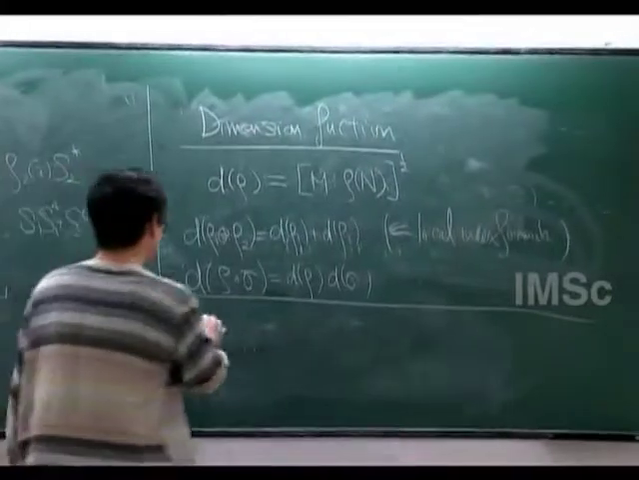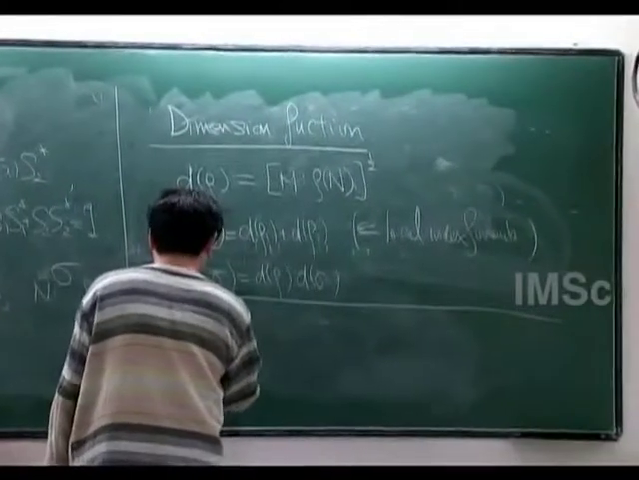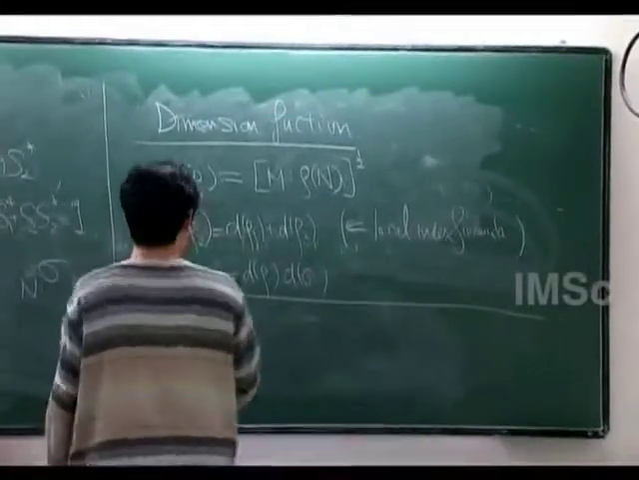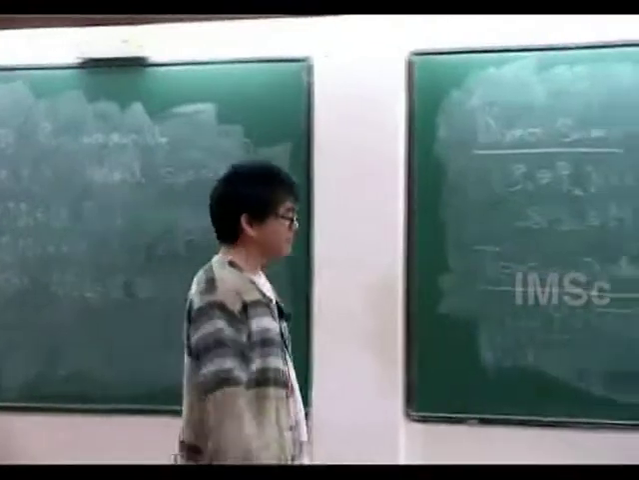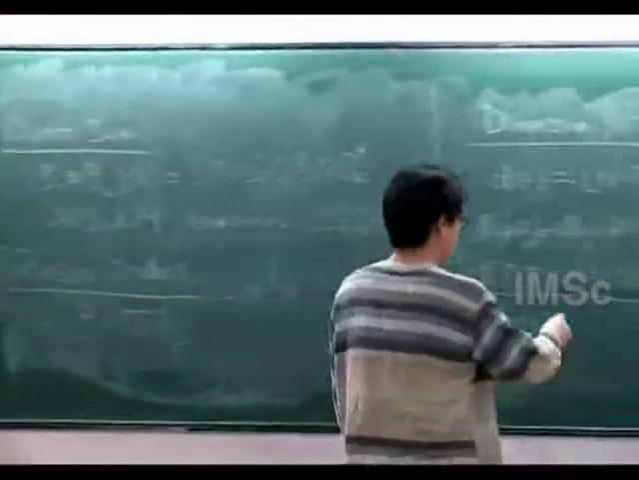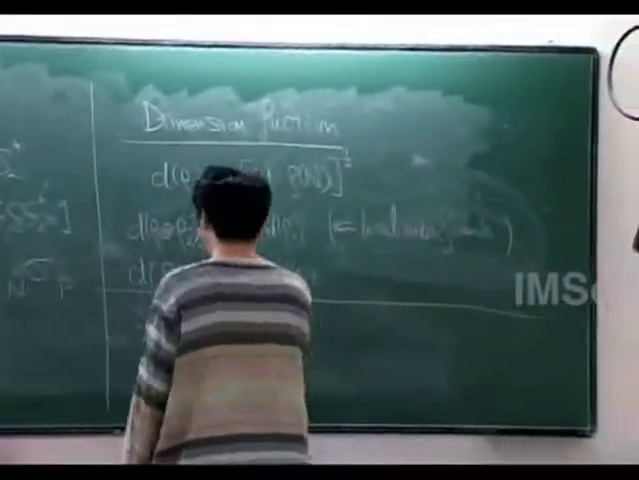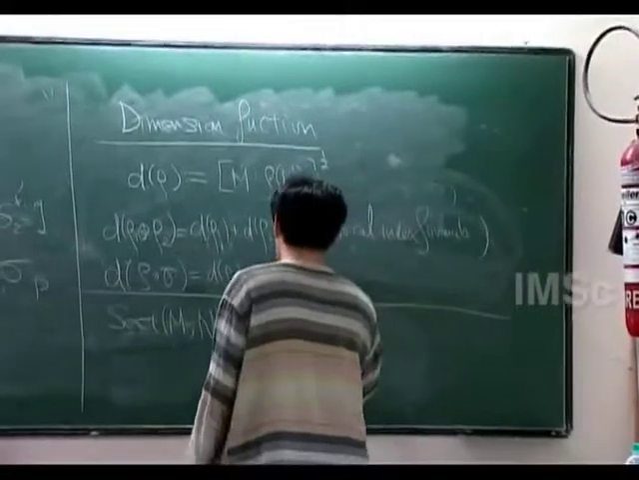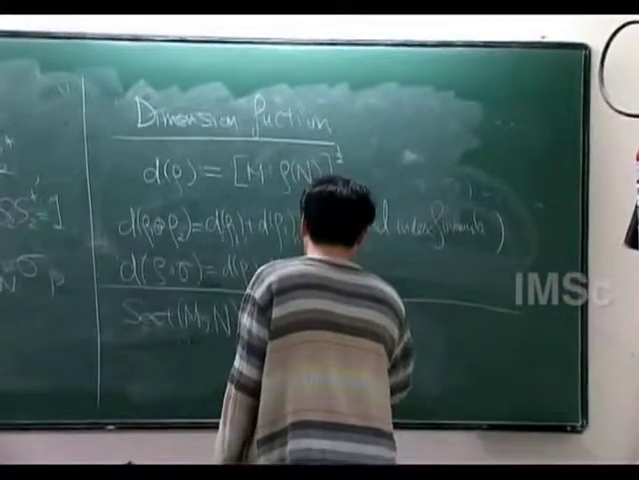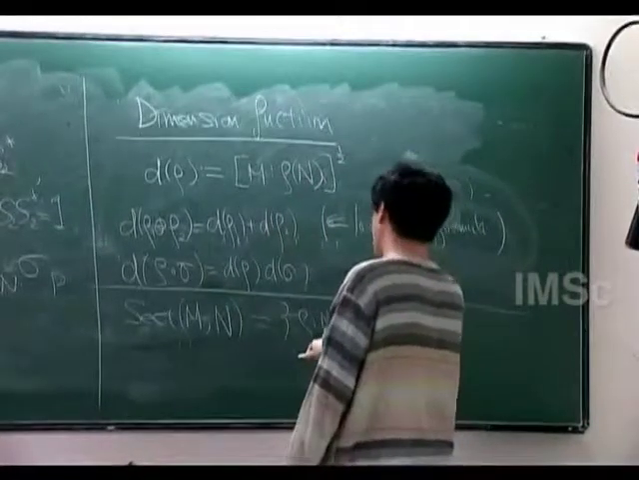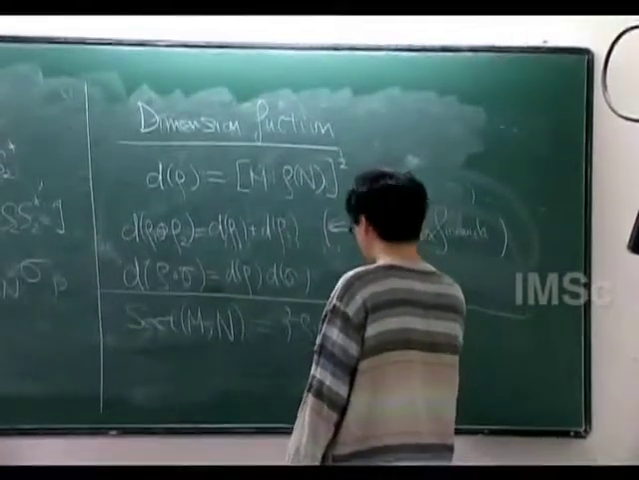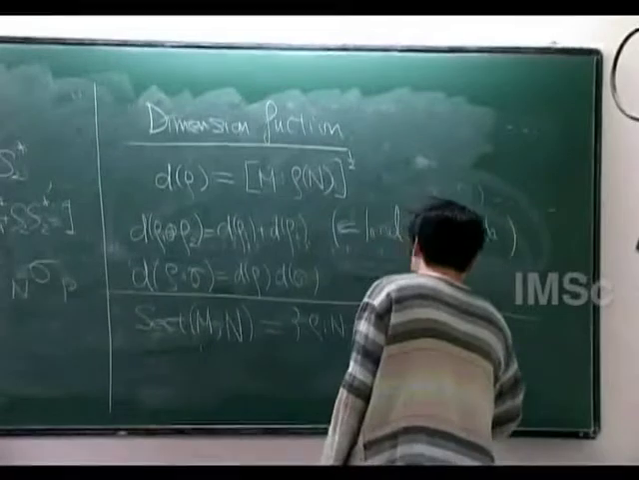I use this notation sometimes. The equivalence class of such a homomorphism is called a sector. And I use this notation for the set of unitary homomorphisms from N to M divided by the equivalence relation.